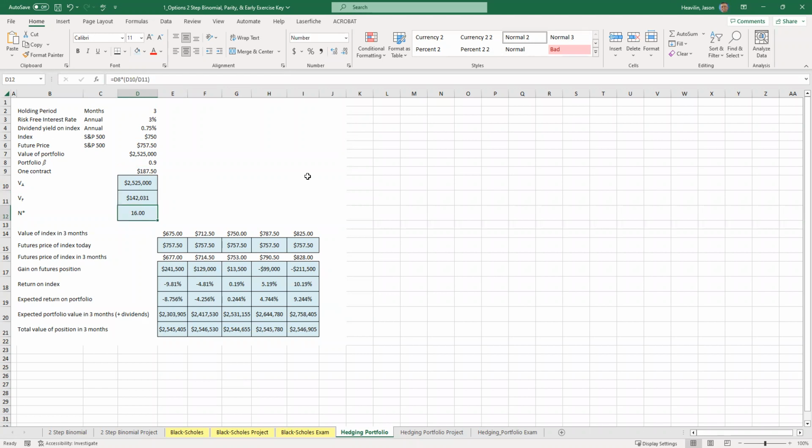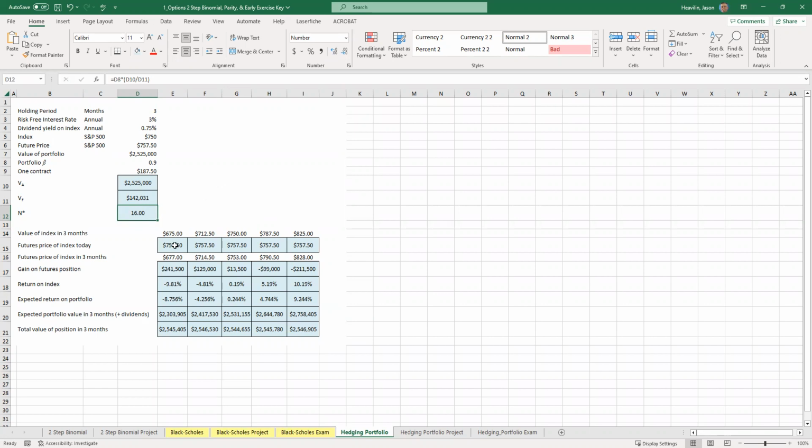Now, this is the key factor that we're trying to calculate. We're going to take the beta, 0.9, and multiply it by the division of VA and VF. So inside the parentheses we have VA divided by VF, times the beta. That's all you have to do. Now we have a factor that we can use as the total contracts.